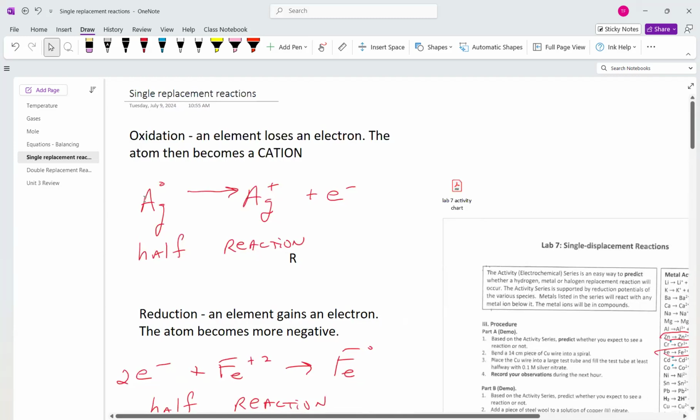Now in a single replacement reaction, it involves a metal plus a salt. And the salt is composed of a cation and an anion. If a single replacement reaction goes, the metal is oxidized and the salt is reduced. So what do I mean by oxidation? I'm sure you've heard this a lot. If you cook at all, for example, if you make apple pies this time of the year, what do apples do once you peel them?